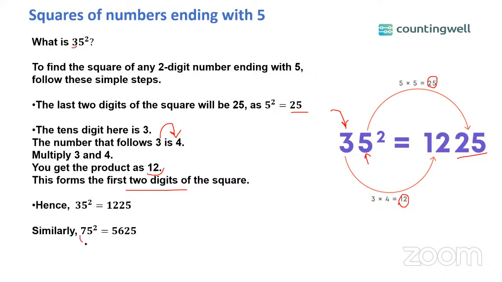Similarly, you can use the same trick and find the square of 75. Take any number ending with 5, take its square using this trick, and you will be faster in your calculation.